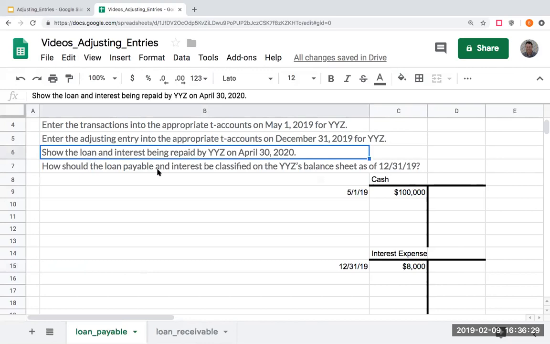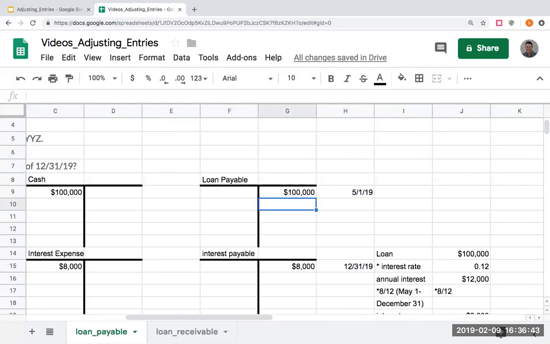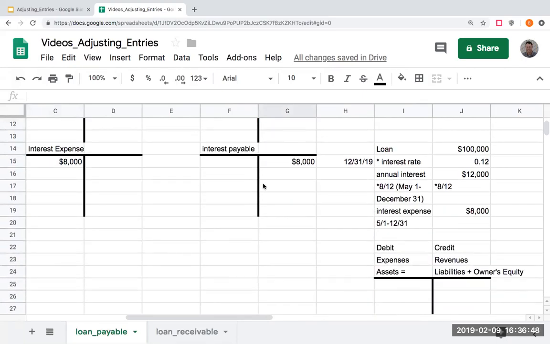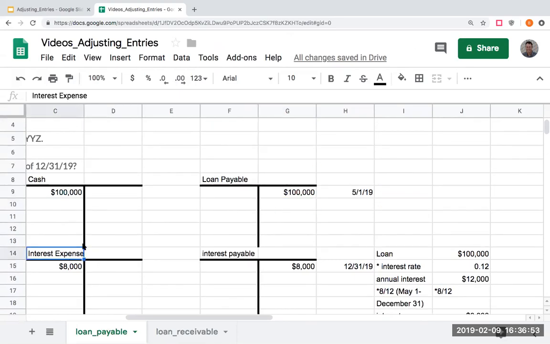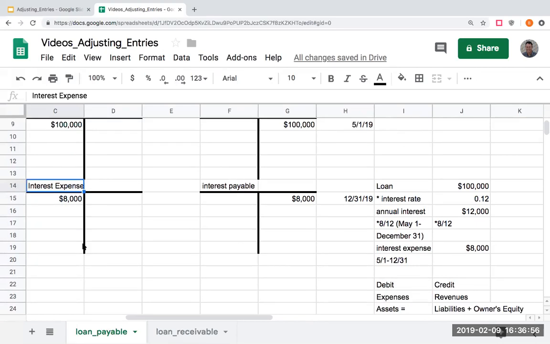Now, to make things a little bit more interesting, what exactly happens? Show the loan and the interest being repaid by YYZ on April 30th, 2020. What exactly is happening here? Okay, so the money over here becomes due, okay? And let's kind of talk about really quickly what happens to interest expense at the end of the period. Well, expenses are part of the income statement, and those expenses are going to be closed out to retained earnings.